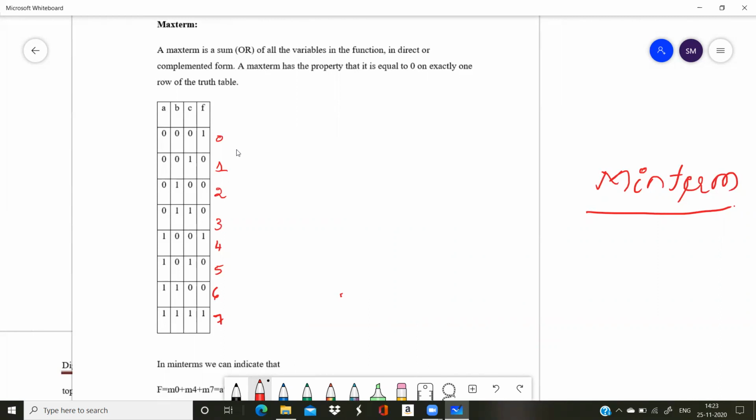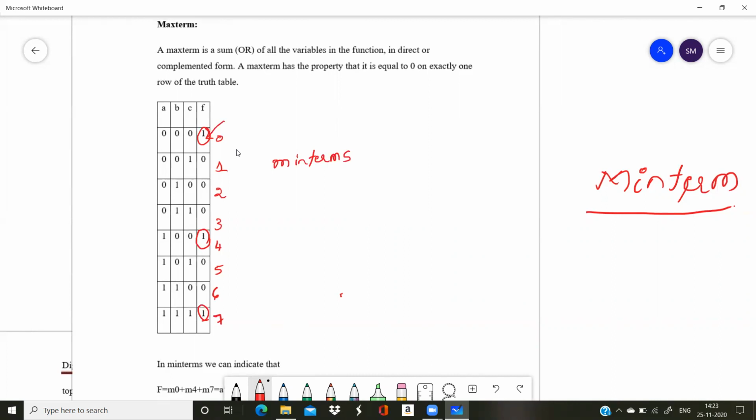Now, here, wherever 1 is there in the output, see, in the 0th row output is equal to 1, in the 4th row output is equal to 1, in the 7th row output is equal to 1. Okay, these are the rows where the outputs are 1. So they are termed as the min terms. Okay, they are the min terms.